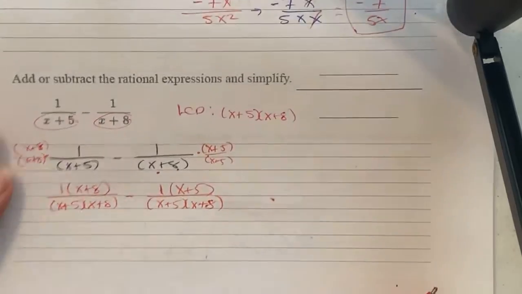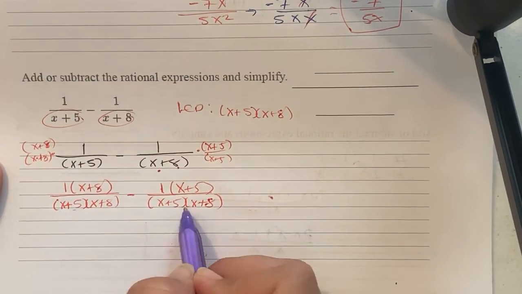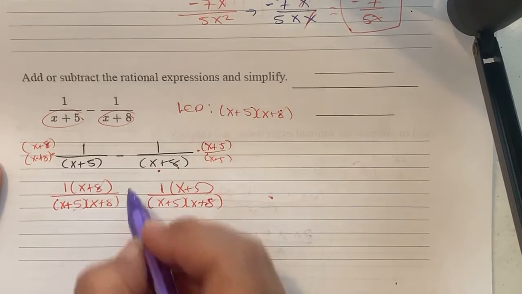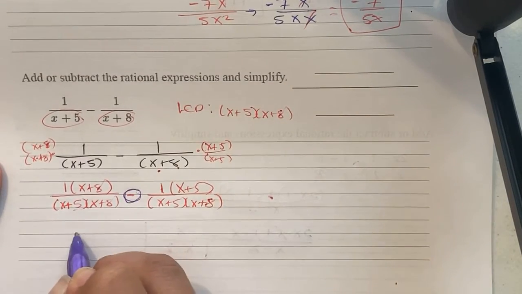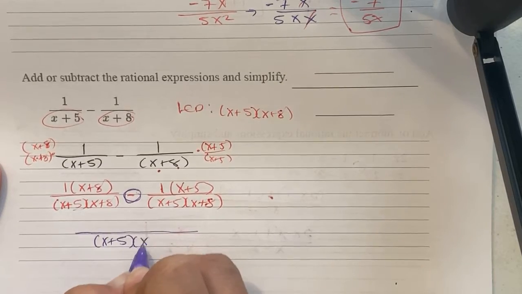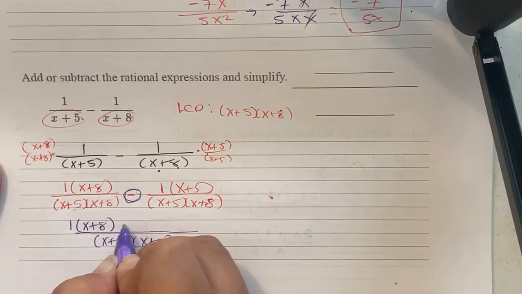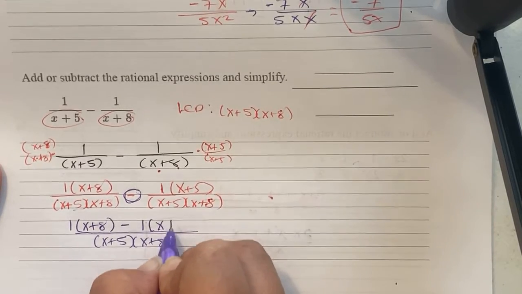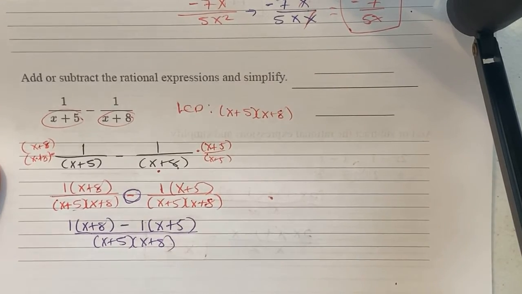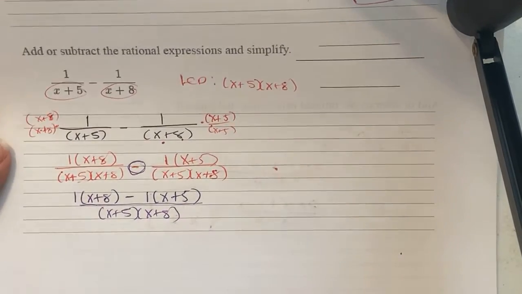So now that we're at this situation, I can notice that the denominators are the same for both of them. There's a minus sign in between. So I'm going to draw one fraction line, x plus 5, x plus 8, 1 times x plus 8, minus 1 times x plus 5. I am not doing any distributive properties yet. I just wanted to group my pieces together.